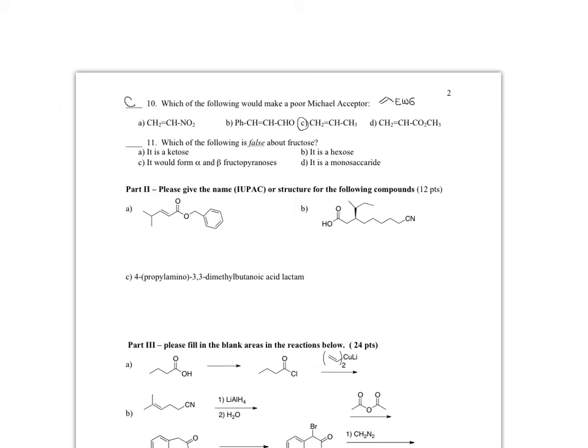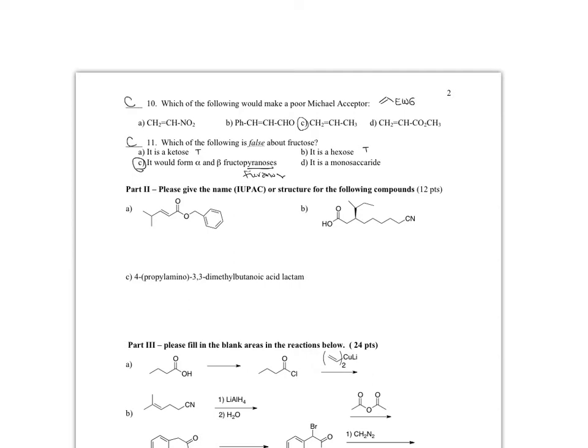Which of the following is false about fructose? A, it is a ketose, that's true. B, it is a hexose, that's true. C, it'll form fructopyranoses. No, it forms furanoses. So C's false. And D, it is a monosaccharide, that's true. All right, please name the following.